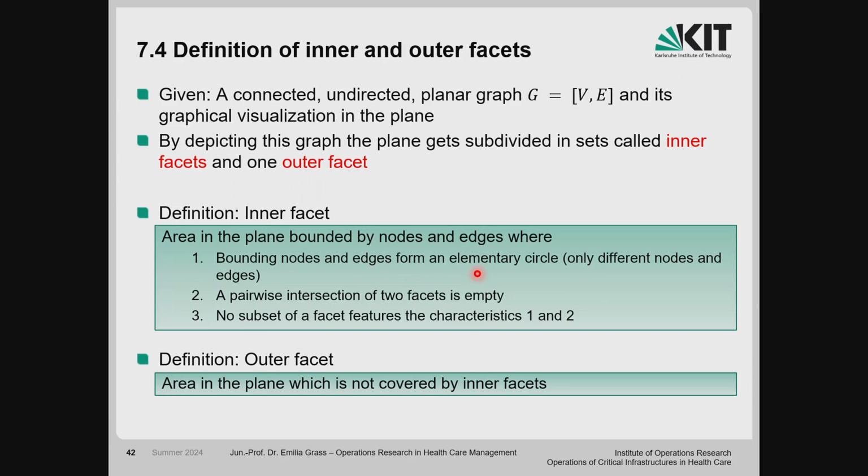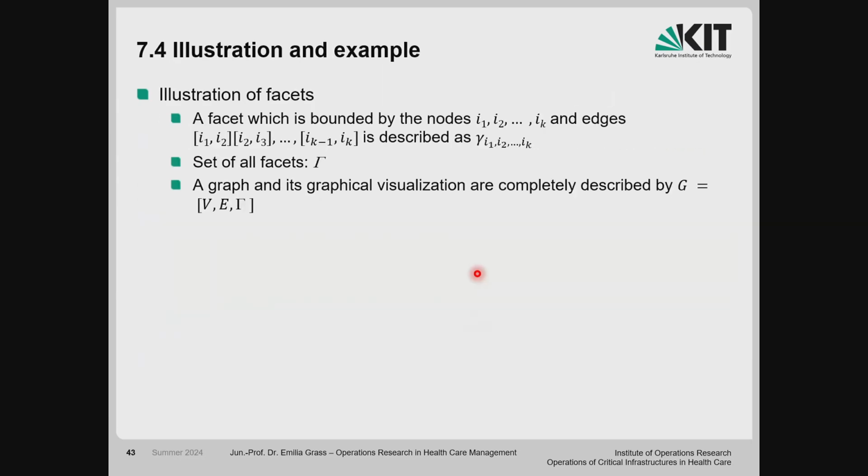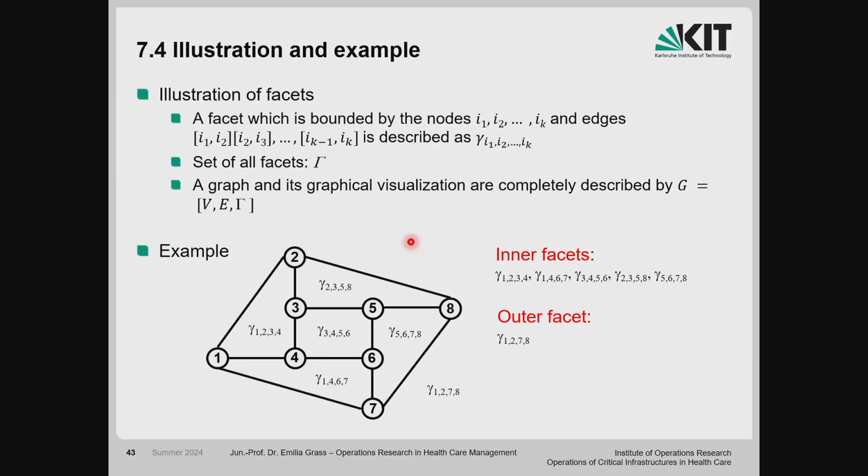Okay, let's have an example. I think that's maybe easier. Here we have the inner facet, which is 2, 3, 5, 8. So this is the inner one. This is obviously an inner one. So you have nodes within, and you have one outer facet, which is 1, 2, 8, and 7. The facets are always determined by gamma. You can see gamma and then 1, 2, 3, 5, 8, for instance. This is the inner facet. And all facets are then the set of it, so it's capital gamma.